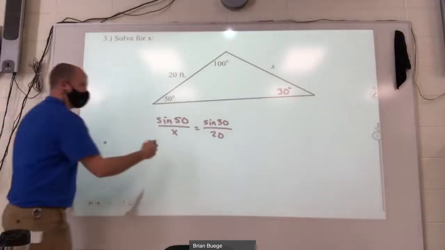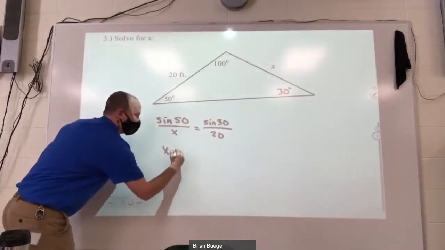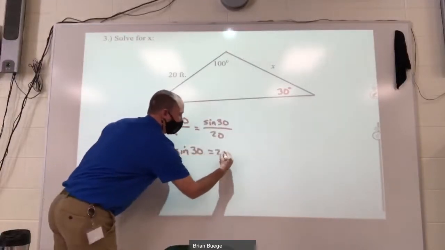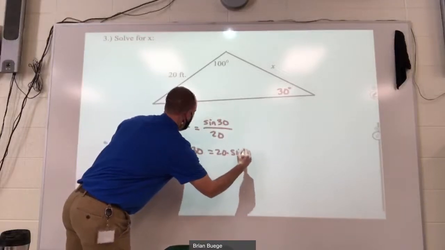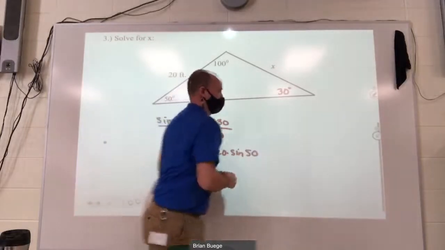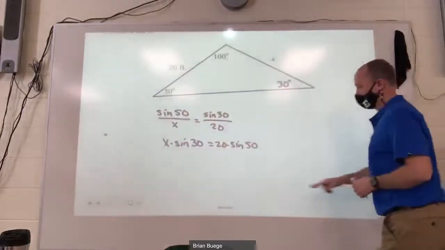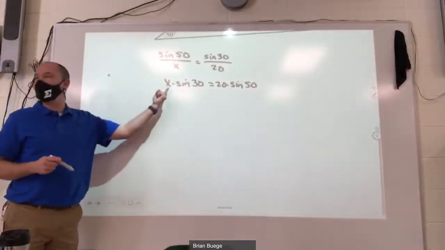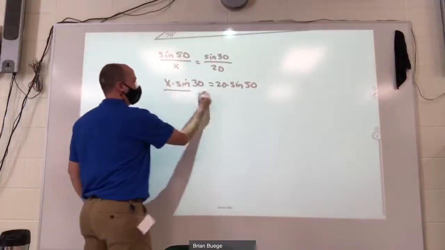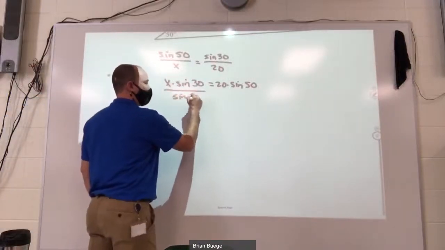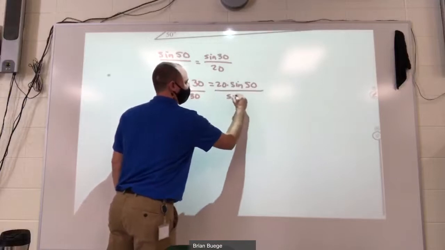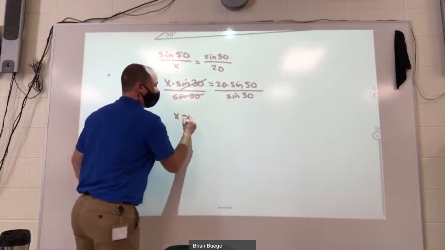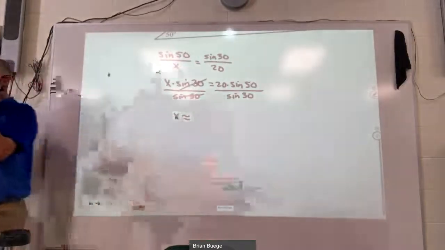We cross multiply. I get x times the sine of 30 equal to 20 times the sine of 50. And just like you've done pretty much all chapter, I got to get x by itself, which means I need to divide out that sine of 30. I need to get that out of there. And therefore, now we type that into the calculator.